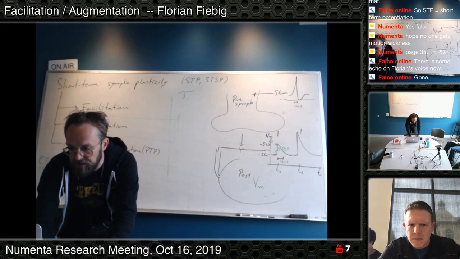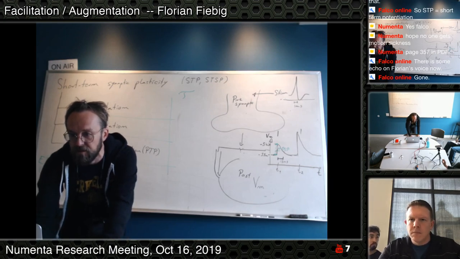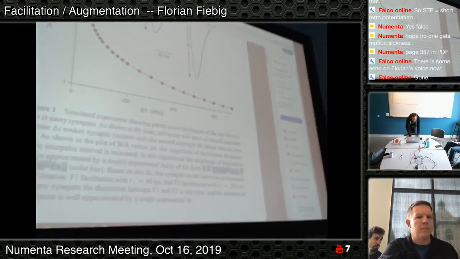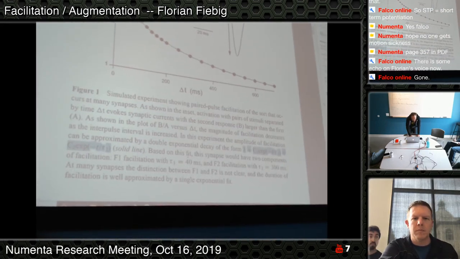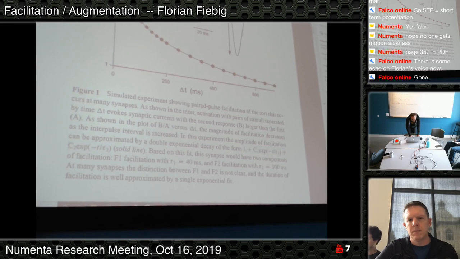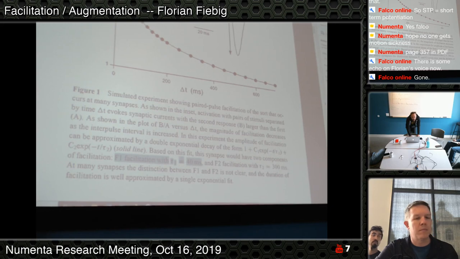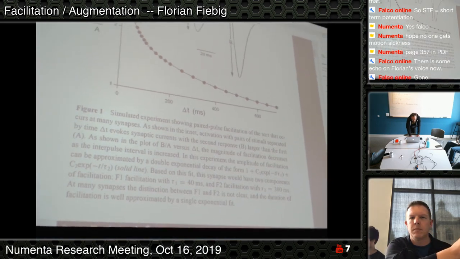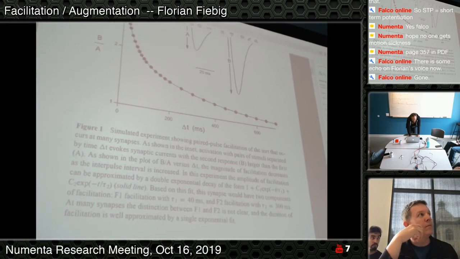So you see this here, right? This is an equation that very nicely describes this line that goes through all these data points. And when you do a mathematical fit on that, you find there's actually two forms of facilitation. There's one exponential that decays down very quickly, right? Down this gradient here, from here down there. And there's one that is a lot slower, which you see at the tail end, which decays with a time constant not like 40 milliseconds, but more like 300 milliseconds.